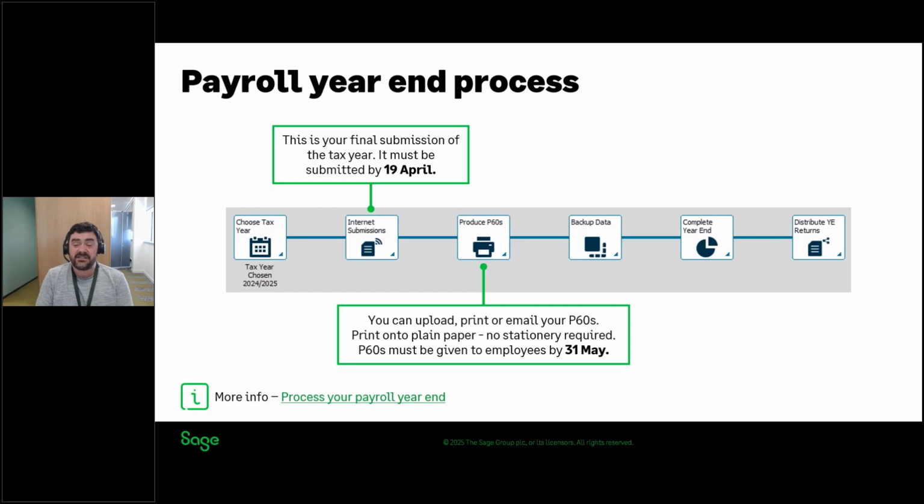The rest of the steps are just a little bit of housekeeping. So you take a backup of your payroll data. You would run complete year end, which will then move you into the new tax year, ready to get ready for your first pay run. And then finally, distribute year-end returns will be a reminder to give out the P60s by the deadline, and also some reminders of your payment deadlines.